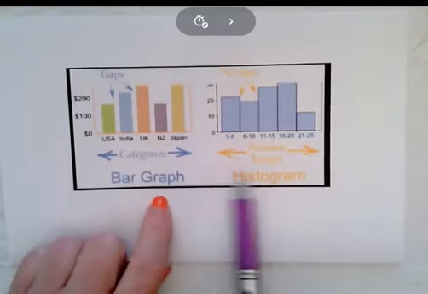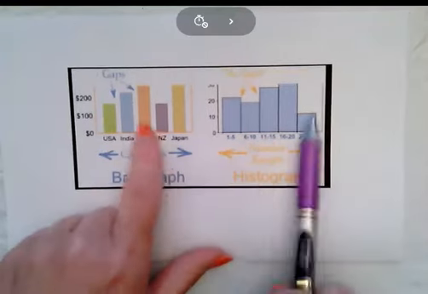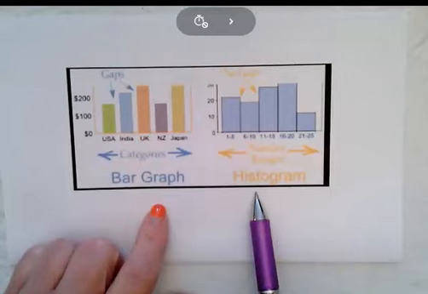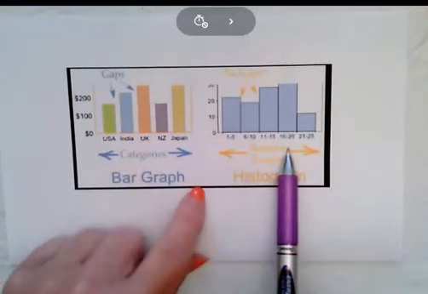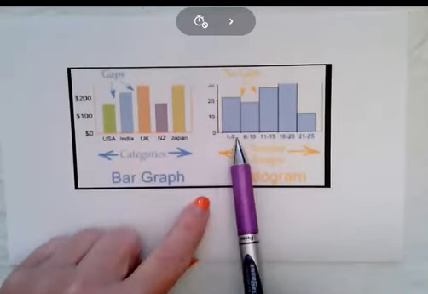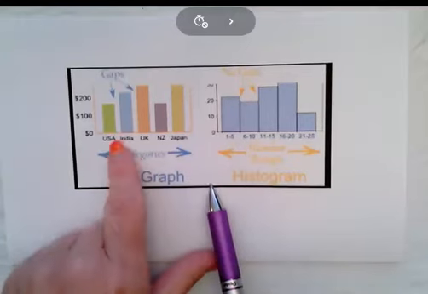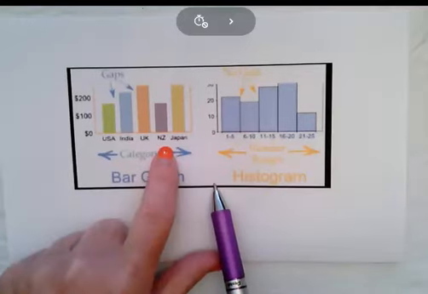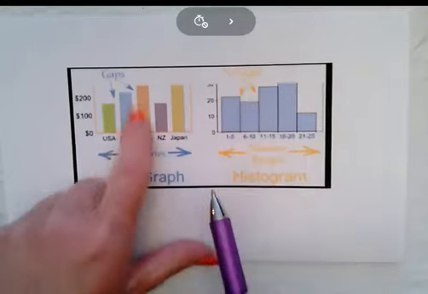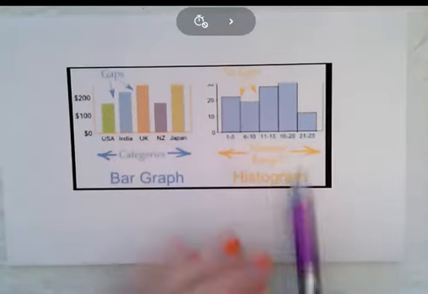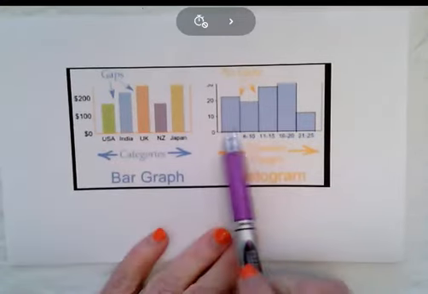If you see the differences, both of them have bars, so that's very similar, okay? If you'll notice though, on the bottom of a histogram is a range of numbers, whereas on a bar graph, it might be a category, okay? There are also no gaps on a histogram, whereas on a bar graph, there are gaps in between. And that's just because on a histogram, this is a range of numbers.